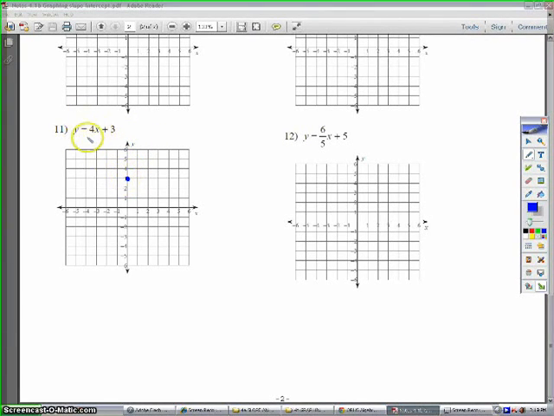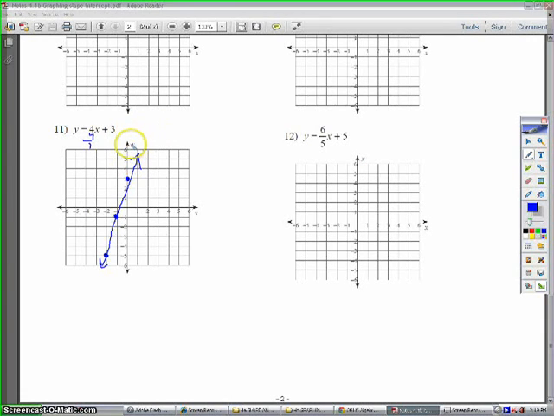So 4, again, I can rewrite it 4 over 1. I did not have enough to go up and to the right, so I'm going to have to do the opposite. I'm going to have to go down 4, 1, 2, 3, 4, and to the left 1. I think I have enough for one more. So I'm going to go down 4, 1, 2, 3, 4, to the left 1. And I'm going to draw my line through my points. And there's my graph.